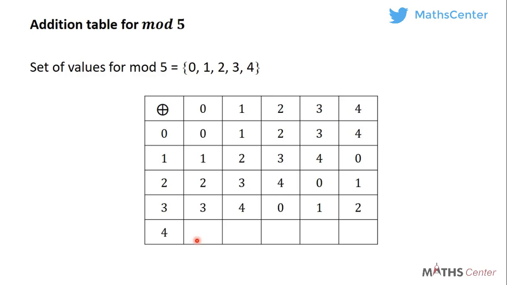4 plus 0 is 4. 4 mod 5 is 4. 4 plus 1 is 5. 5 mod 5 is 0. 4 plus 2 is 6. 6 mod 5 is 1. 4 plus 3 is 7. 7 mod 5 is 2. And finally, 4 plus 4 is 8. 8 mod 5 is 3. So we have completed our addition table for mode 5.